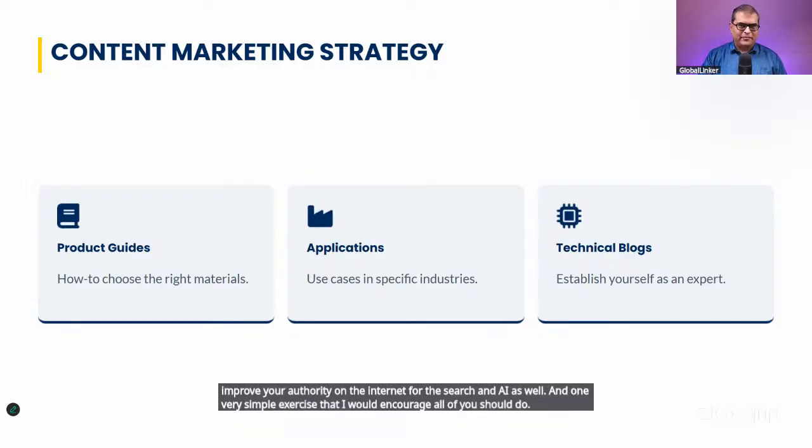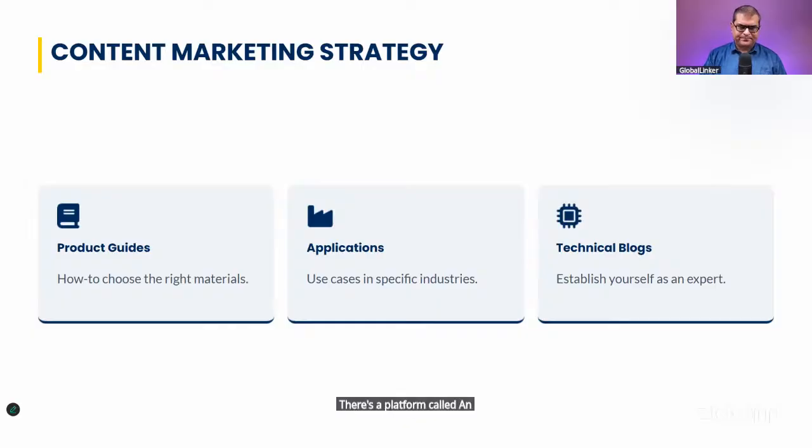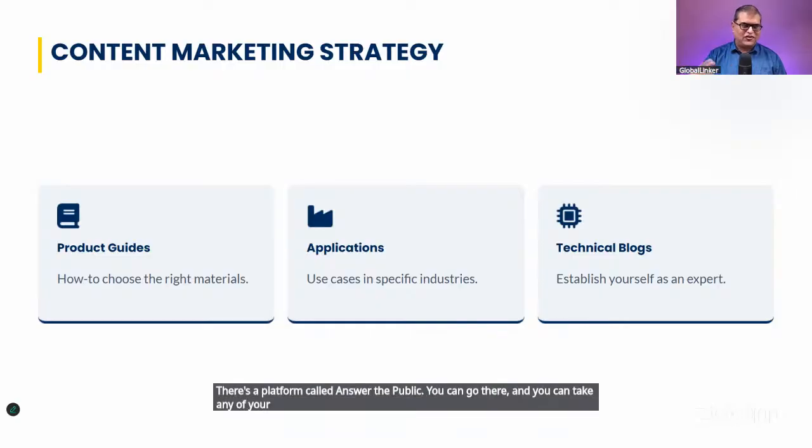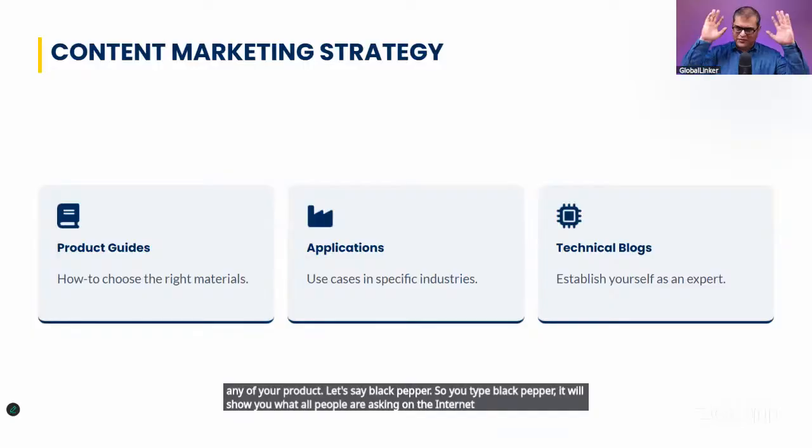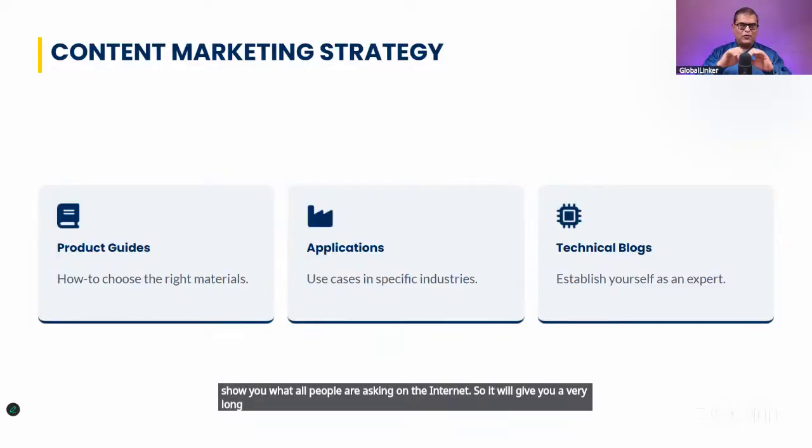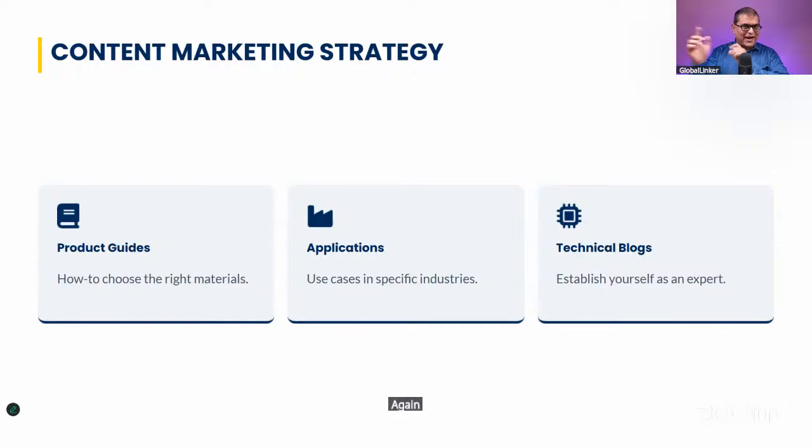And one very simple exercise that I would encourage all of you to do. There's a platform called Answer the Public. You can go there and take any of your products, let's say black pepper. You type black pepper, and it will show you what all people are asking on the internet. It will give you a very long list. You download that, filter out the relevant ones, and focus on the important ones, again keeping your target audience in mind, right?